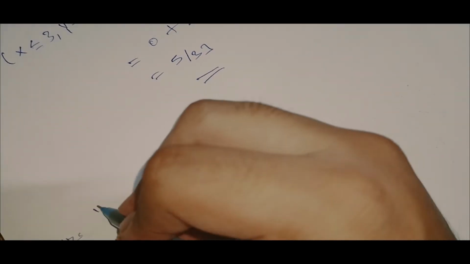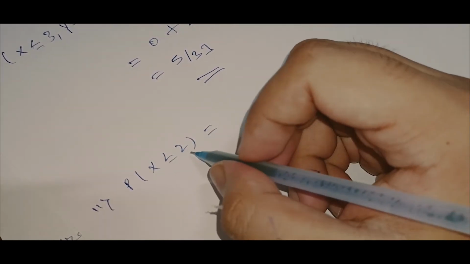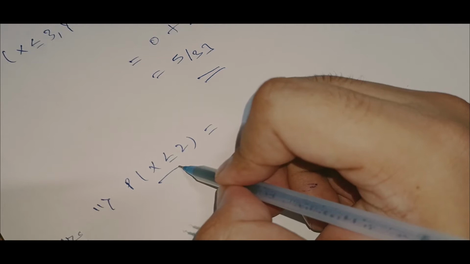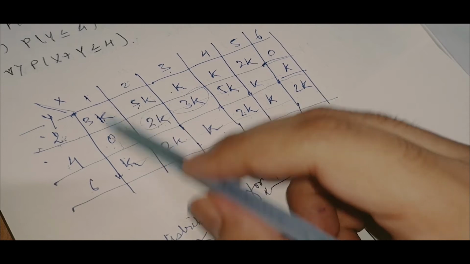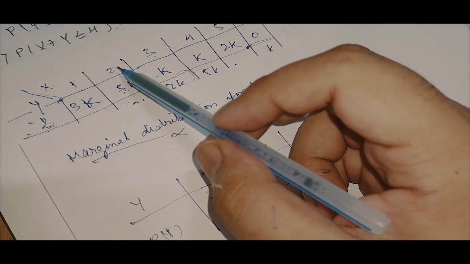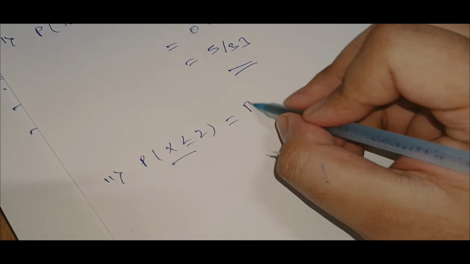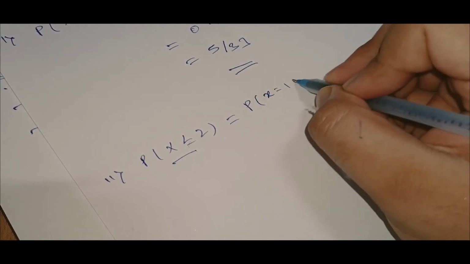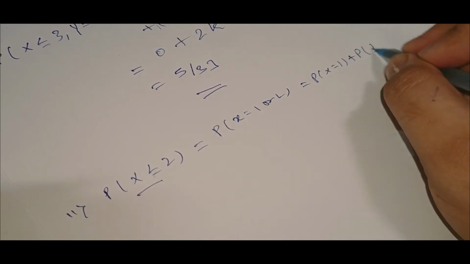Now the second question. Probability of x less than or equal to 2. Here we have only x, so where will we get the value from? We will get the value from the marginal values, not from this table. This table is for both x and y combined. We need to find P(x less than or equal to 2). So x ranges from 1 to 6 and it is asked x less than or equal to 2, that is 1 or 2. So we can write this as P(x equals 1) plus P(x equals 2).